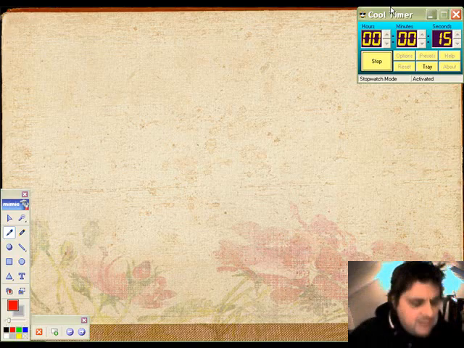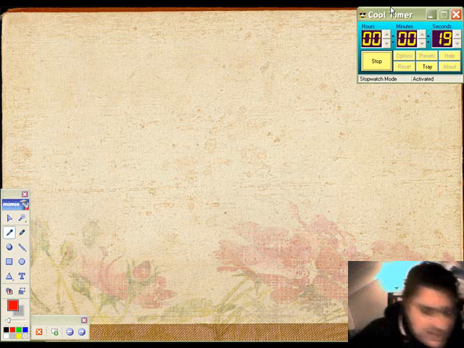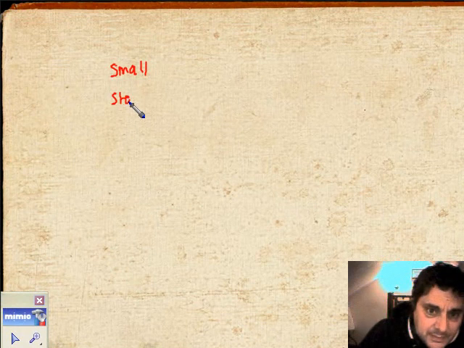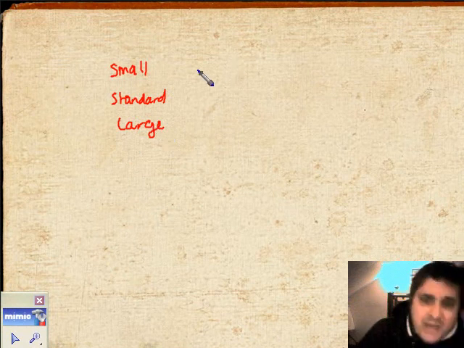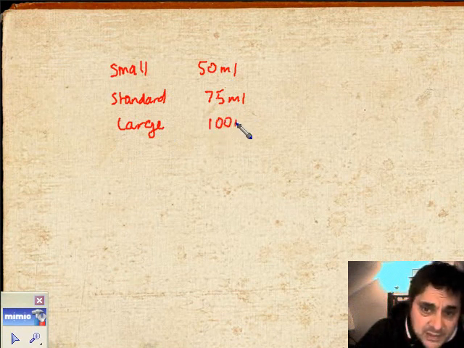Right. But it's here visiting us again in question 3. It's about toothpaste, and I won't draw the whole table. I'll just give you the gist of it. So toothpaste comes in 3 sizes. We've got small, we've got standard, and we've got large. Now this is the amount of toothpaste in the small, 50 ml or millilitres. The standard is 75 millilitres, and the large one is 100 millilitres.